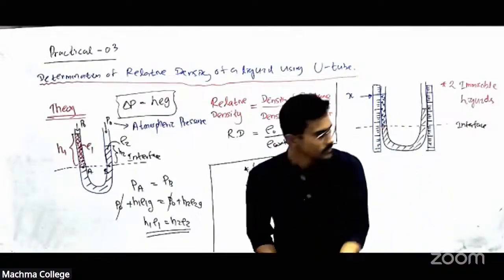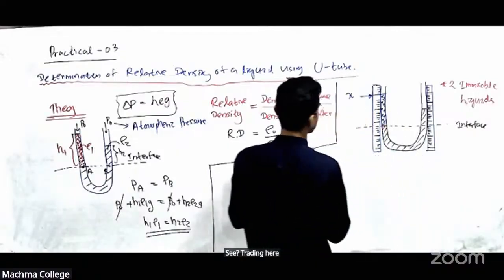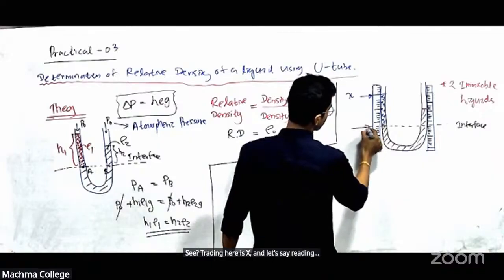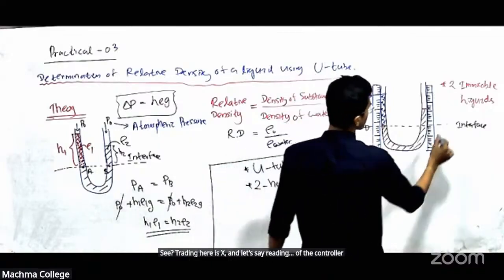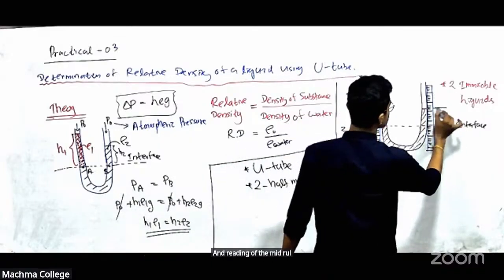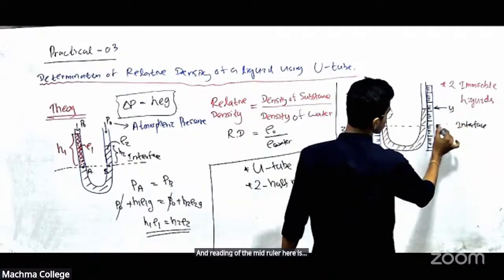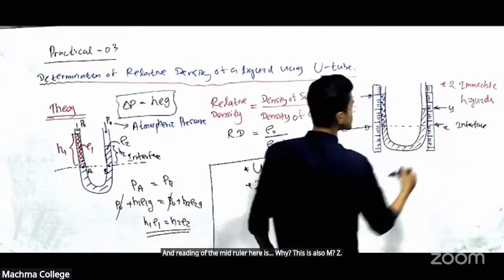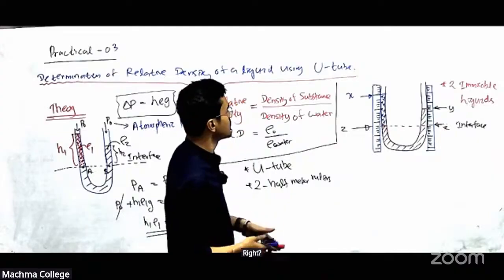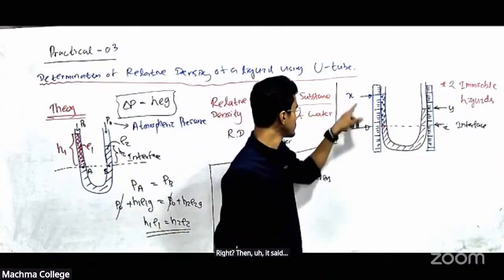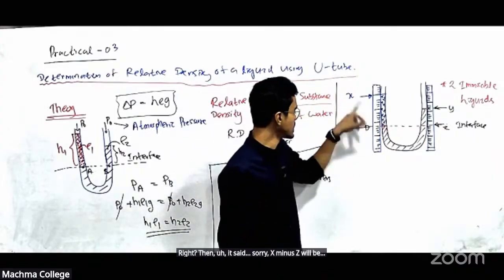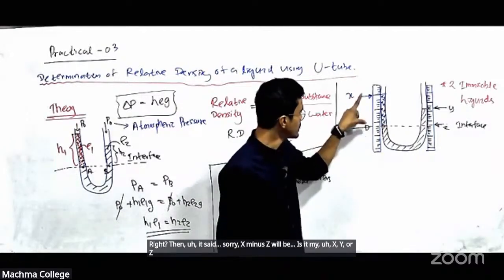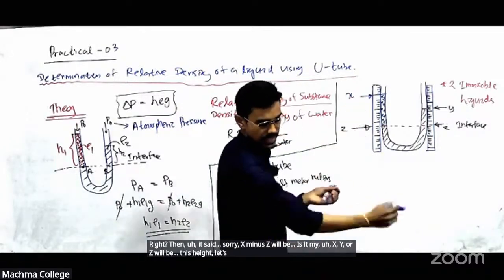Let's assume the reading here is x, and let's say the reading of the meter ruler here is z, and the reading of the meter ruler here is y. This is also the same z, right? Then x minus z will be this height. Let's label it.